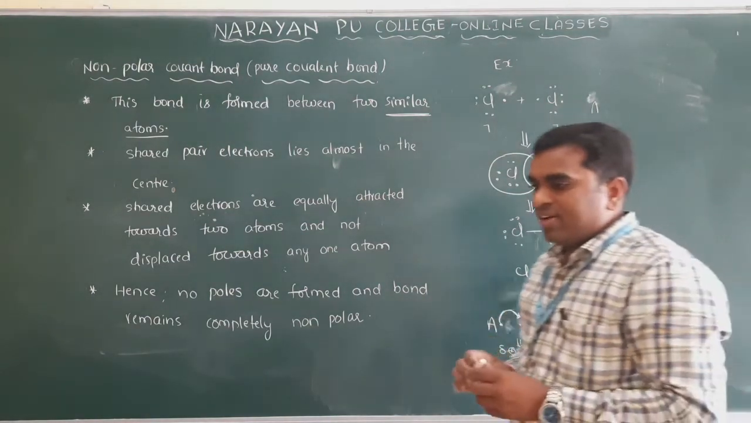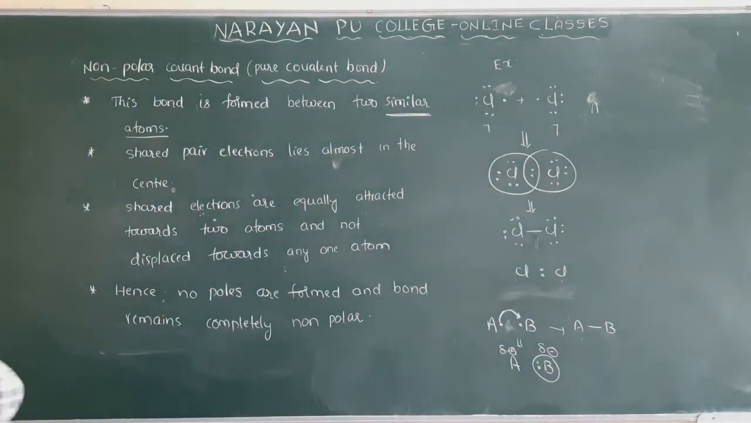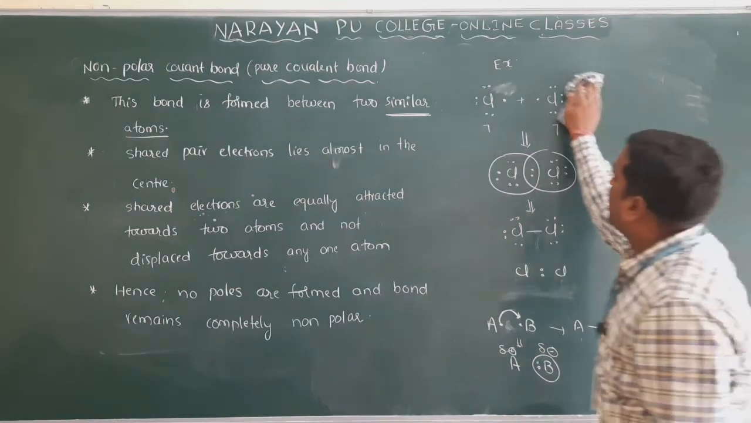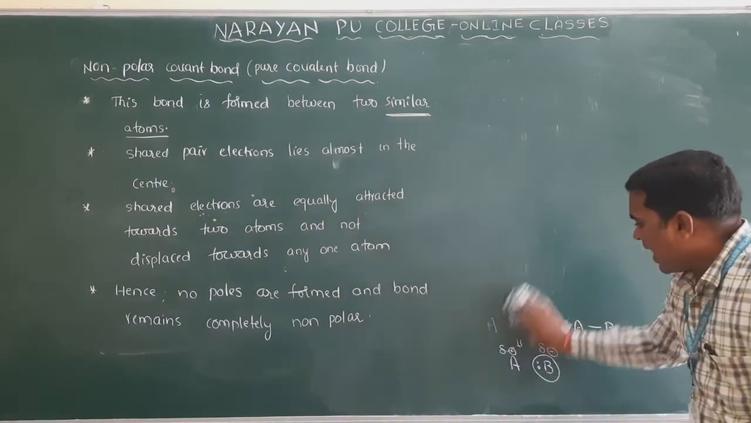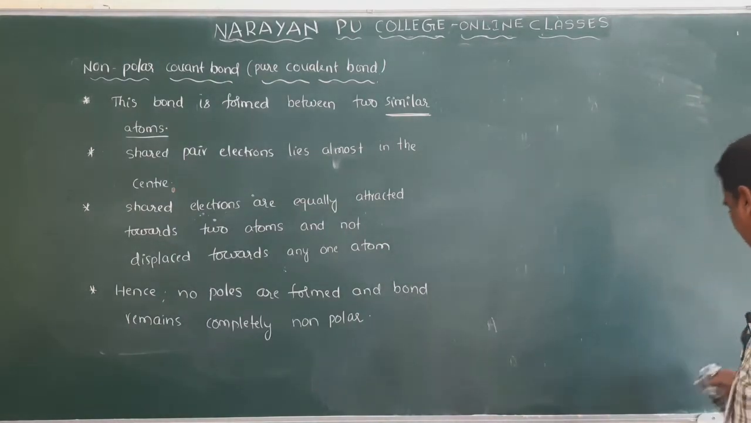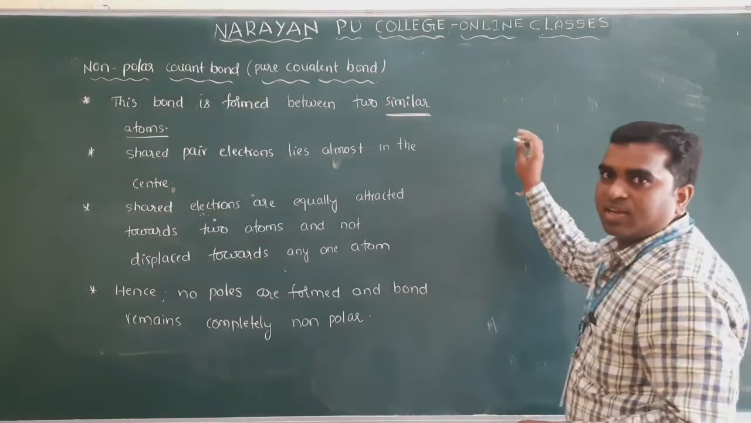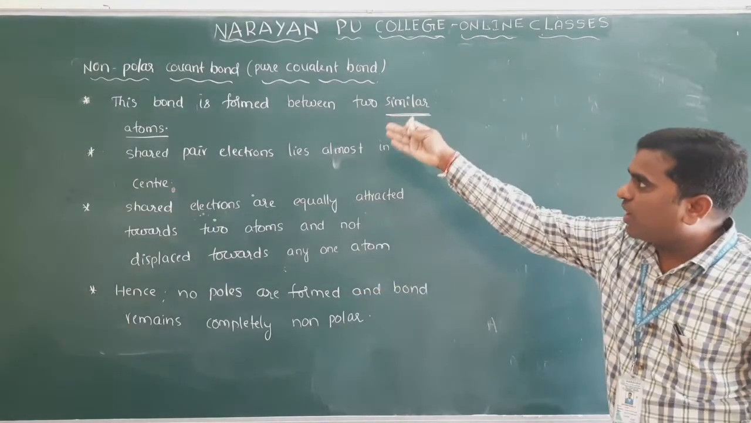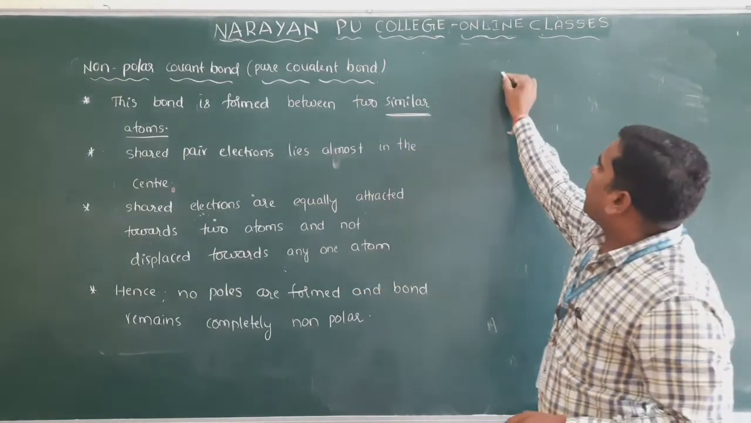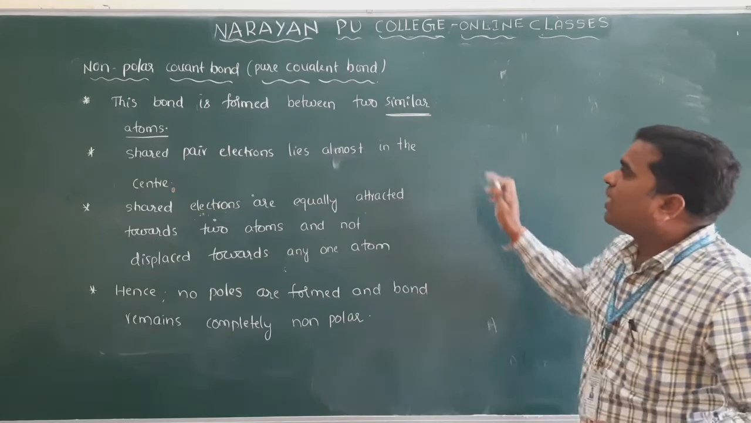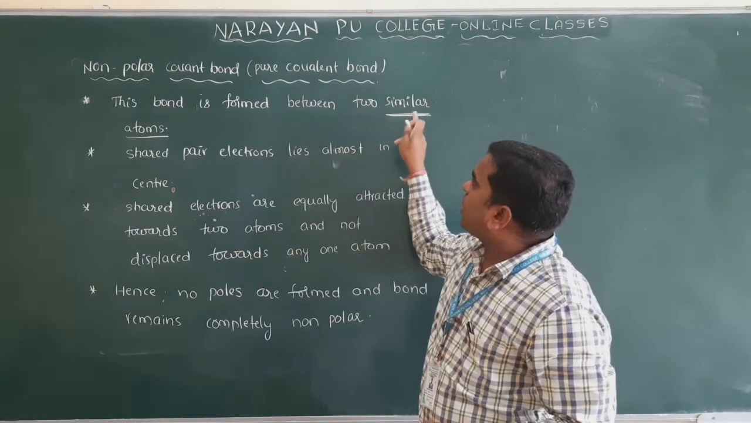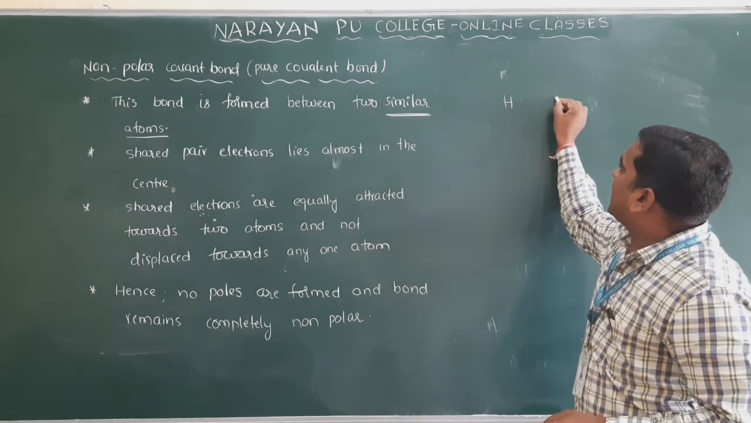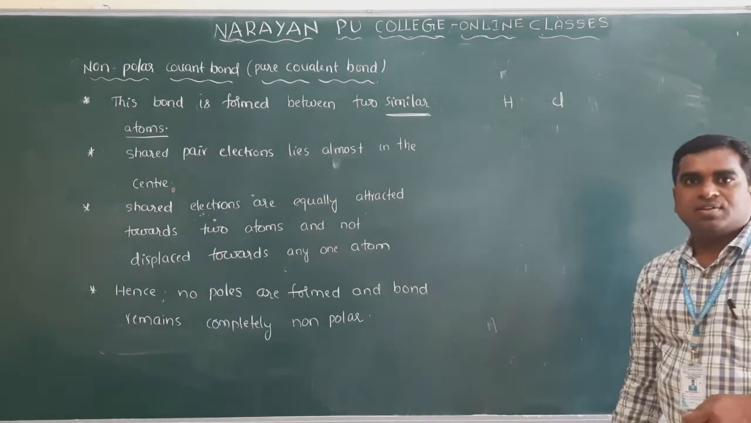Clear? Now I will discuss the polar covalent bond. First I will explain, and after that I will write the points. Just listen, and after that I will write all the points like I have written for the non-polar covalent bond. So, a non-polar covalent bond is formed between two similar atoms, but here it is between two different atoms.